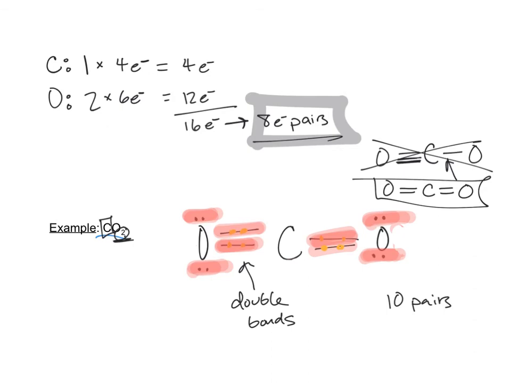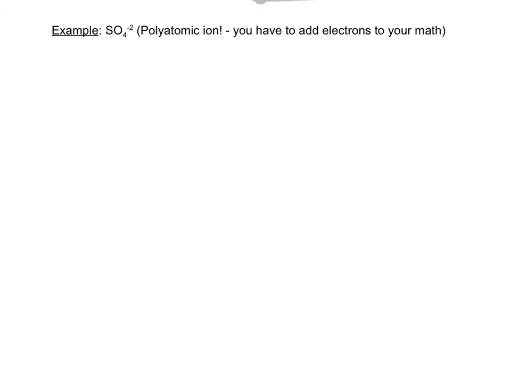Now let's look at one final example. It's going to add a tiny layer of complexity. And that is because this is a polyatomic ion, which means it has gained some electrons. But we'll deal with that in a second.